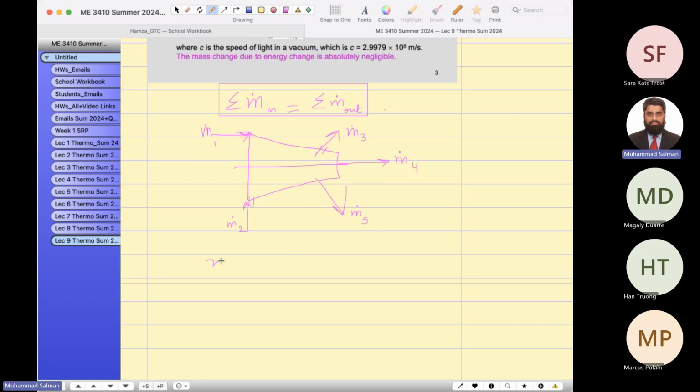So I'm going to write down the mass conservation principle here. m1 dot plus m2 dot. Look, all the summation has been completed here. The remaining three, look, 1, 2, 3, I'm going to write down on the right hand side: m dot 3 plus m dot 4 plus m dot 5. This is the conservation of mass equation.